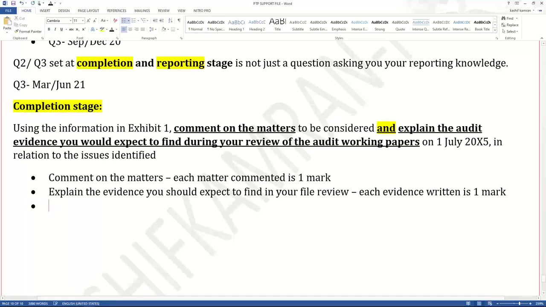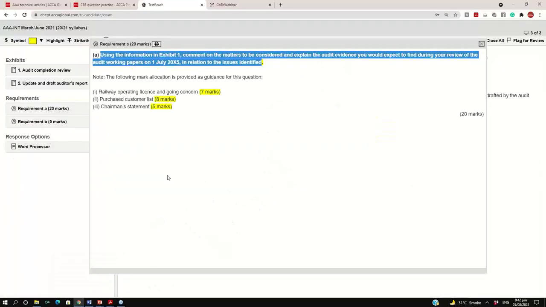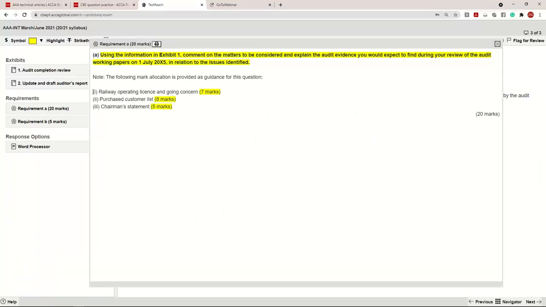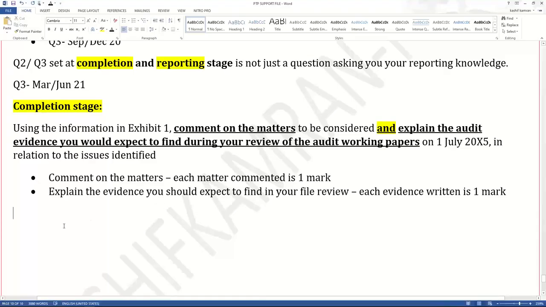And you go back and you see how many issues we have to comment on the matters and explain the evidence. How many issues we have? Can you see the screen? The first issue we have is the railway operating license and going concern, purchase customer list, and chairman statement. Control C, and you come back to the word processor. We have 3 issues.